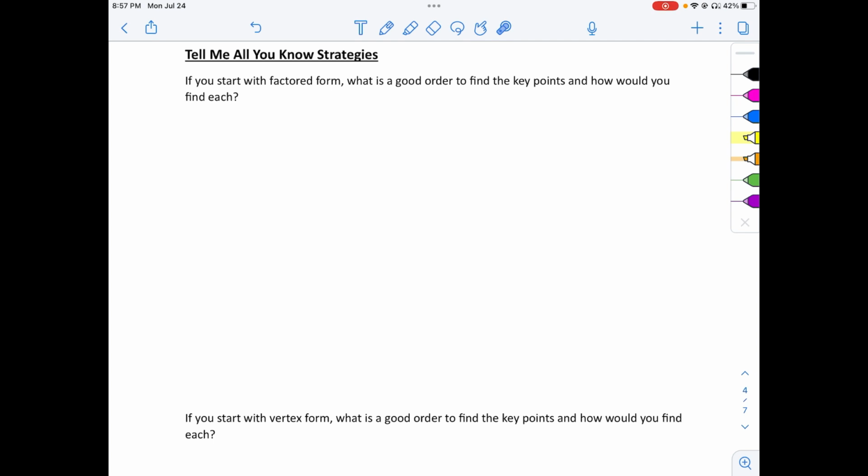Okay, so when you have a question and I ask you to tell me everything you know, you need to find the x and y intercepts. You need to find the vertex, the axis of symmetry, direction of opening, vertical stretch factor, all of those kinds of things. So mainly what we're going to talk about with these strategies is how to go between the three key forms and how you can tell key points from those.